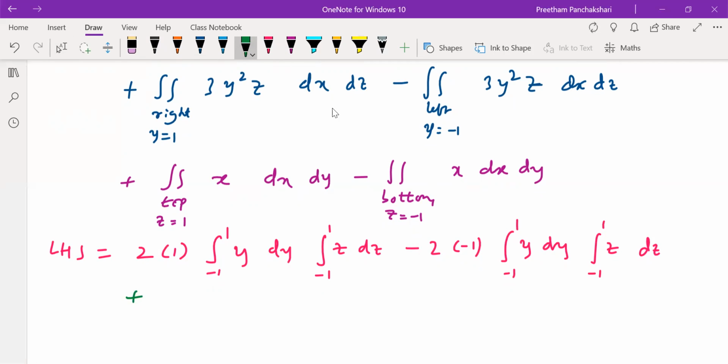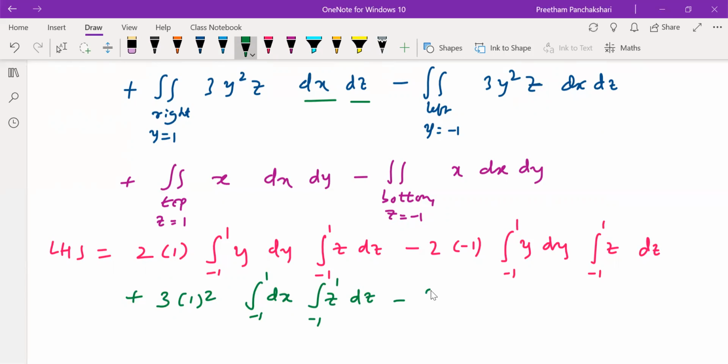Integration on the right face, this is with respect to y and x and z. So y is constant, so 3 outside. Y square is also outside, but the y value is 1, so y square becomes 1 square. The first integral contains only dx. The second integral contains z dz. Limits are minus 1 to plus 1.